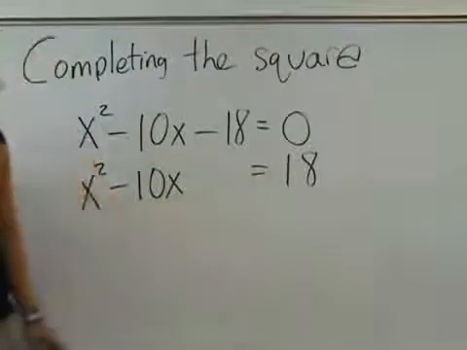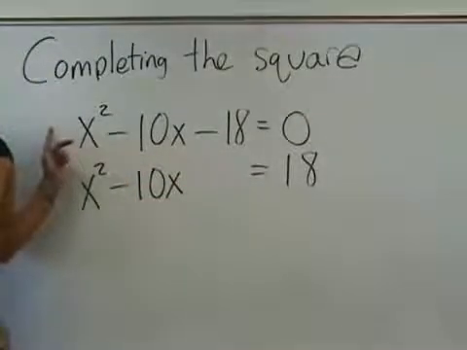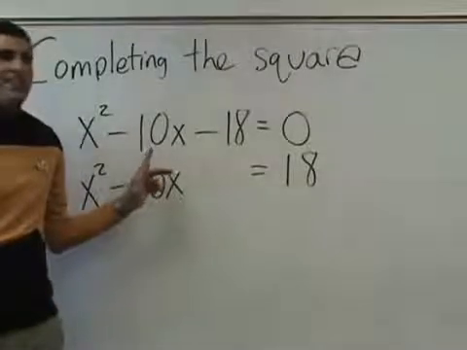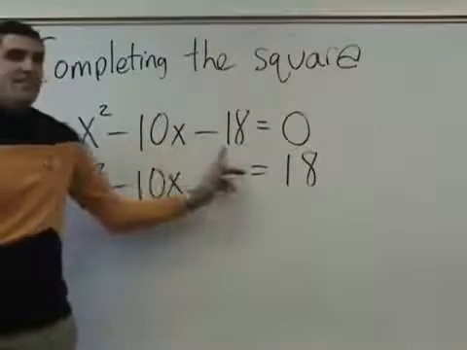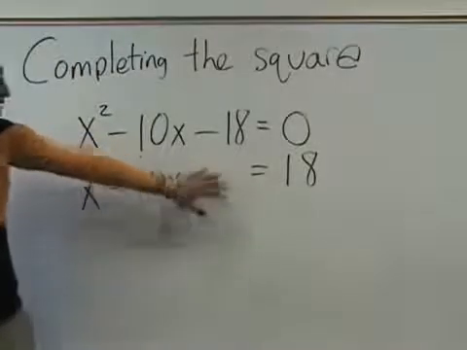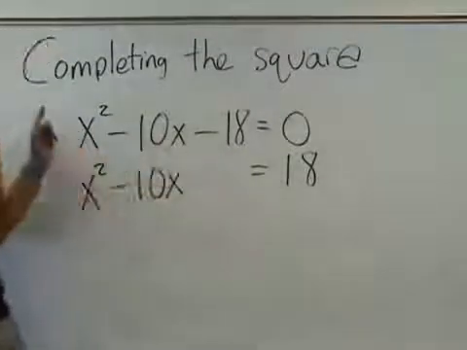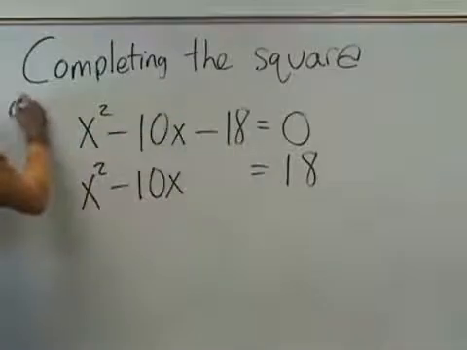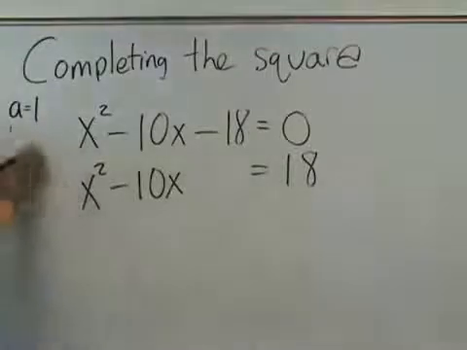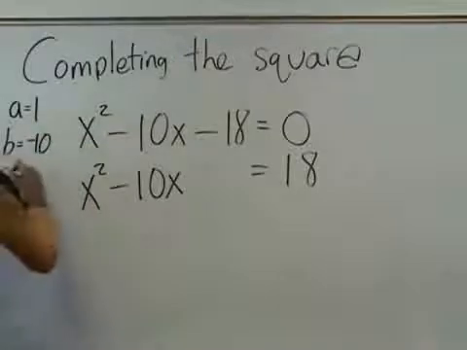Remember we talked about A, B, and C, right? What's A in this case? The number in front of X squared. 1. What's B? Negative 10. Correct? It's negative 10. And what's C? Negative 18. Good. So the number here has to do with B. We're going to change B around. That's the formula, A, B, and C. So let's write A equals 1, B equals negative 10, and C equals negative 18.